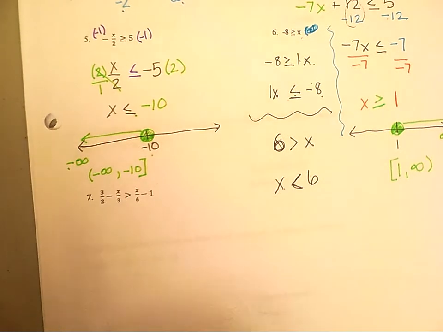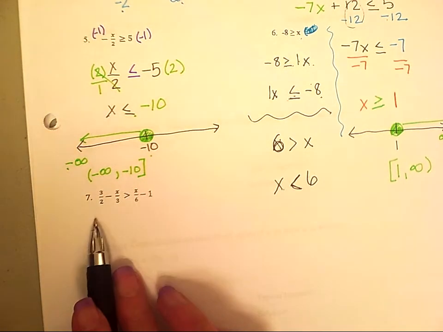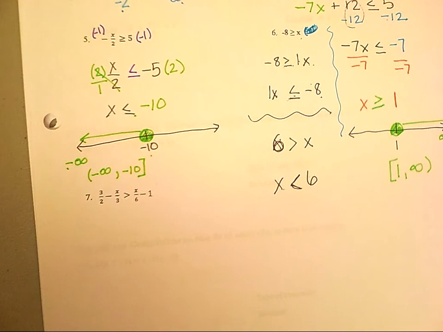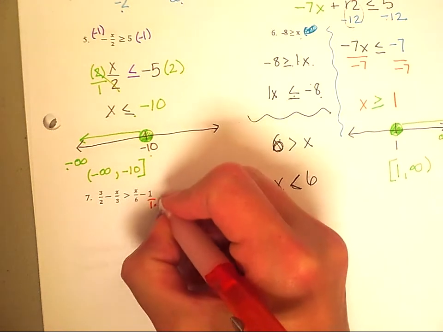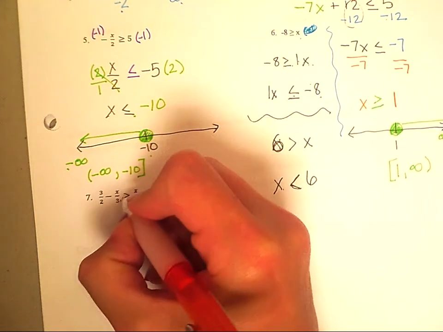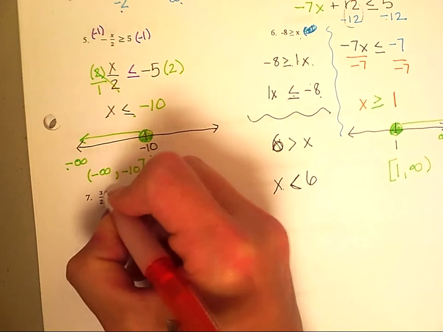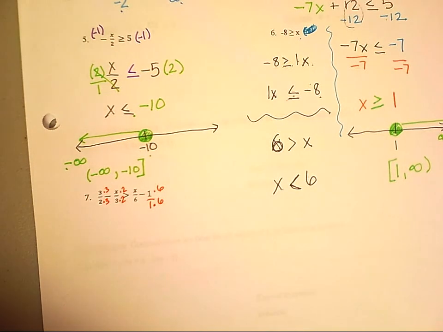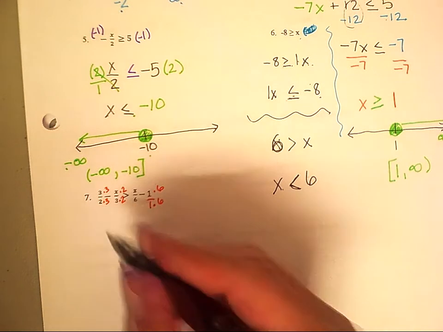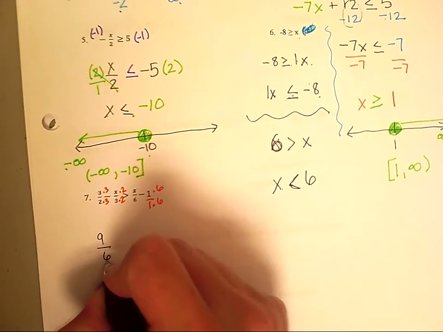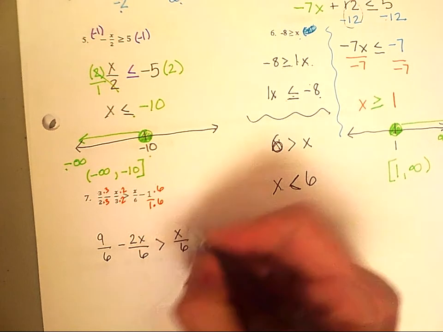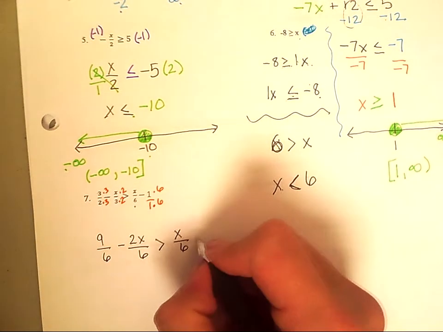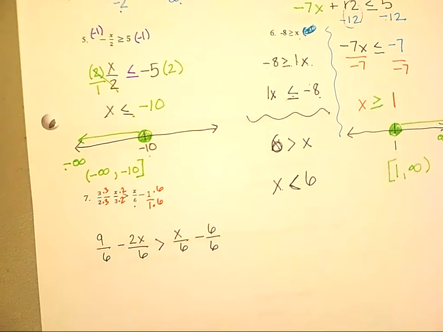Now, let's do number 7. So we have fractions, and let's just do what we always do with fractions. Let's get a common denominator. In this case, 6 is going to be the denominator. Remember, this is over 1, so I can multiply this by 6 and by 6, this one by 2 and by 2, and by 3 and by 3. So this becomes 9 over 6 minus 2x over 6 is greater than x over 6. Notice I didn't have to do anything to that one. It's already over 6. Minus 6 over 6.